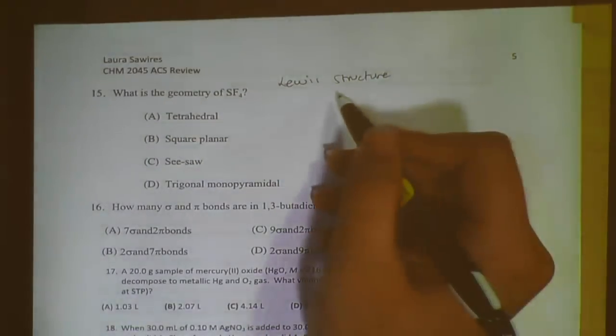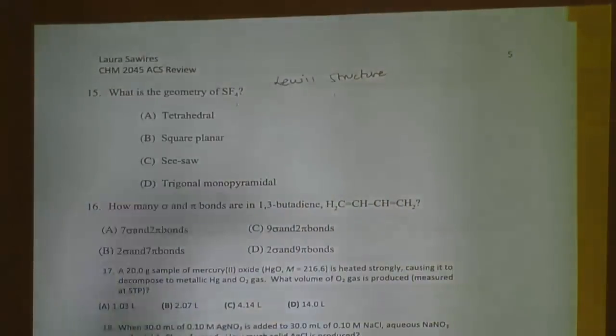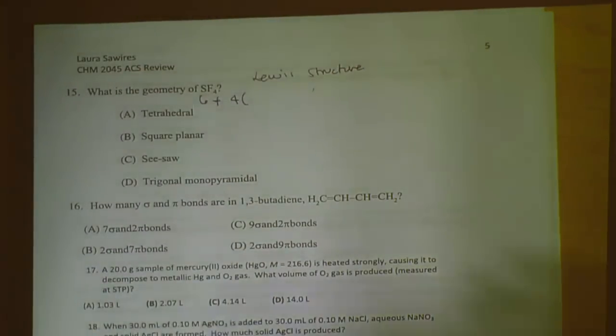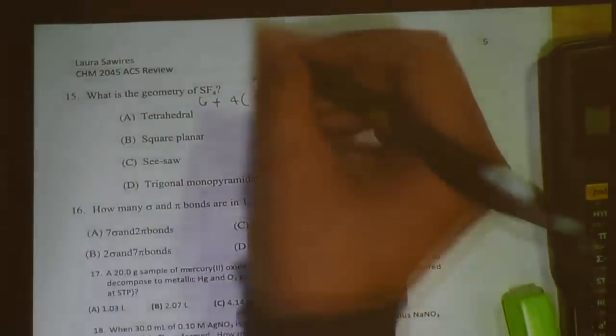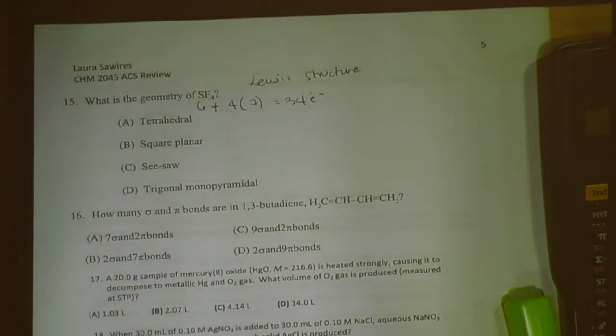So for the number of electrons, S is in group 6, so it has 6, plus I have 4 times F, which is in group 7. So 28 plus 6 is 34. So I have 34 total electrons that I'm supposed to have in this Lewis structure.